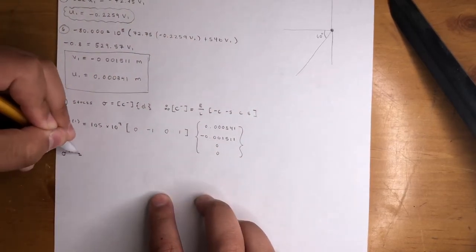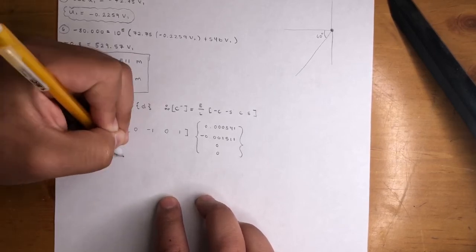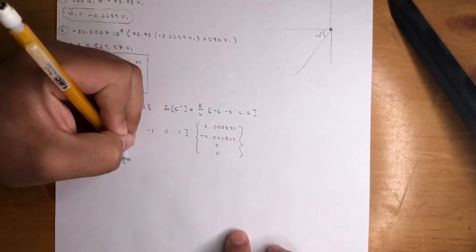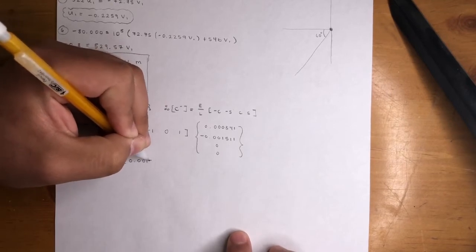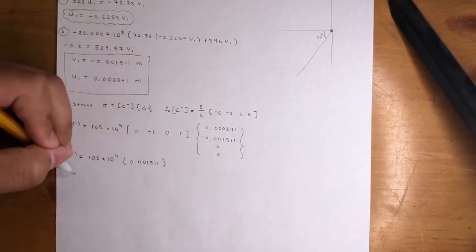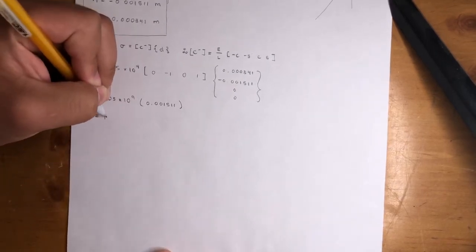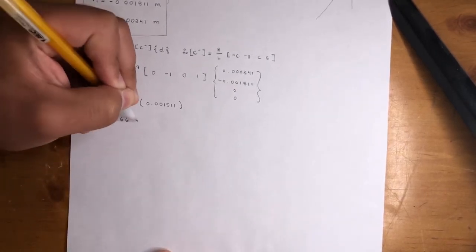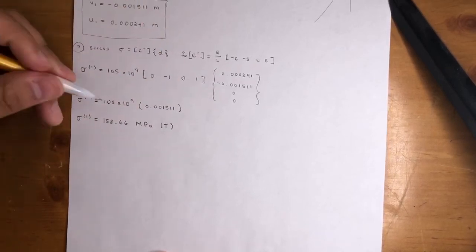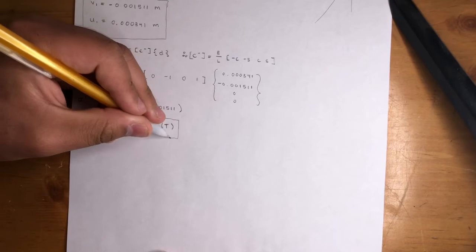Sigma 1 is equal to 105 times 10 to the 9, open parentheses, 0 times the first one, negative 1 times the second one, so that's going to be a positive 0.001511, plus 0 times 0 plus 1 times 0. So cool, just that number. Sigma 1 is going to be equal to 158.66 megapascals, and since it's positive, that is in tension. Okay, so cool, we got this one.